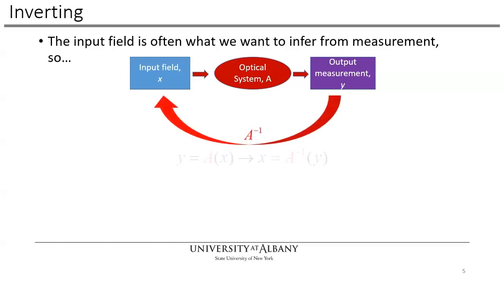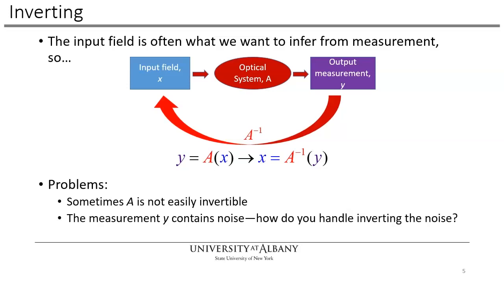And at least formally, you can write it down as Y equals A of X, where A is the system function, so X would be the inverse of A applied to Y. The problem being that sometimes, indeed generally for the problems we deal with, A is not easily invertible. You can't just compute the inverse of whatever function that is. It's usually some nasty combination of algebra, some differential equations, some integral equations involved there.